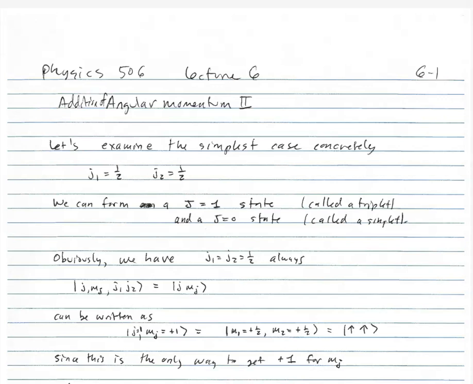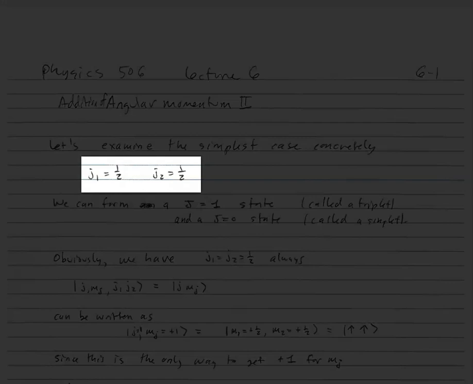Welcome to Lecture 13 of Physics 506. This is our second lecture on the addition of angular momentum. We're going to start by examining the simplest case concretely. That's the case where J1 is a half and where J2 is a half.